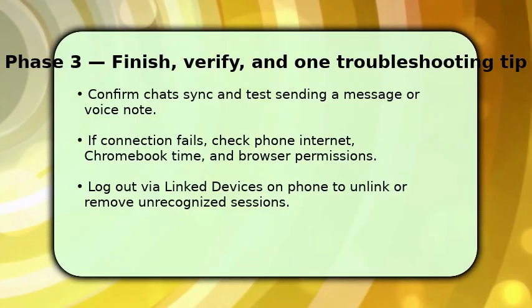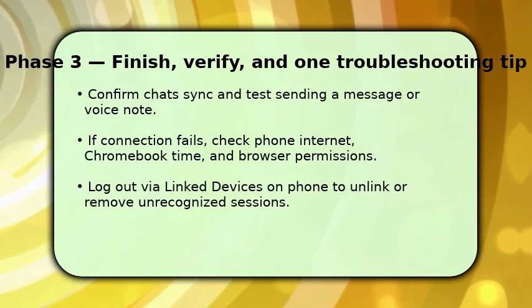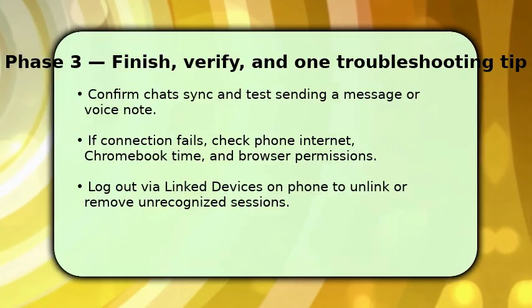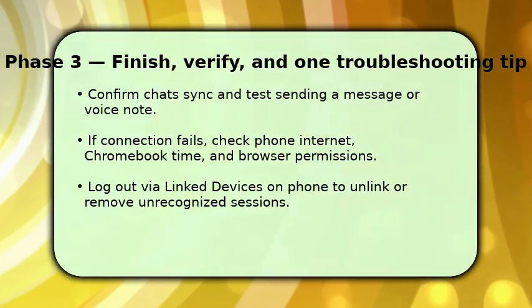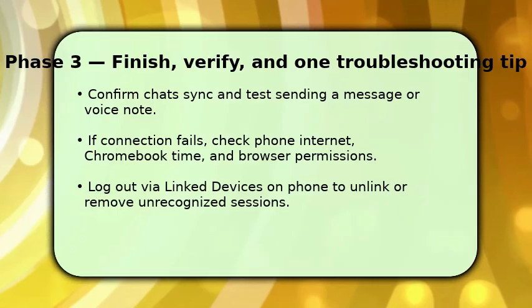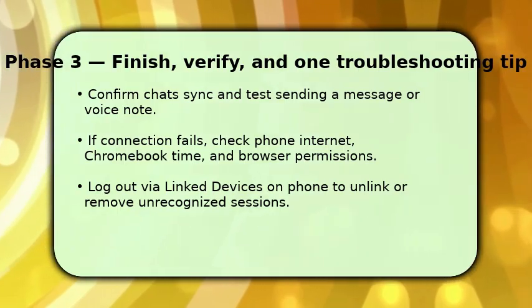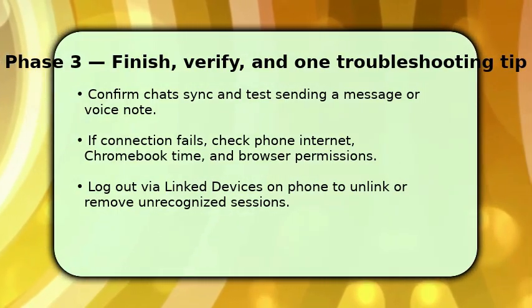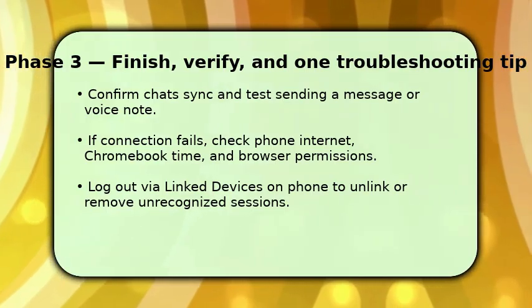file access. If something goes wrong, first check that your phone has a stable internet connection and that Chromebook time and date are correct. Mismatched time often blocks authentication. Also, make sure Chrome has camera permissions for QR scanning and Play app permissions if installed.